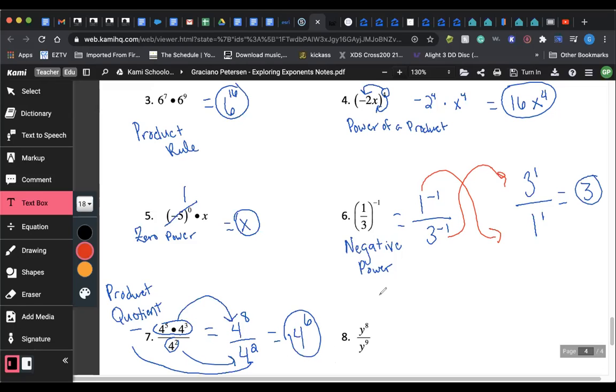And so number 8, we're going to only use the quotient rule. So we're going to keep our y and we're going to do 8 minus 9. What's 8 minus 9? -1. Good. So we have y to the -1, but we're not going to leave it like that, right? We want the y to be positive, so we're going to do 1 over y to the 1, which we're going to just leave as 1 over y. We don't need the 1.